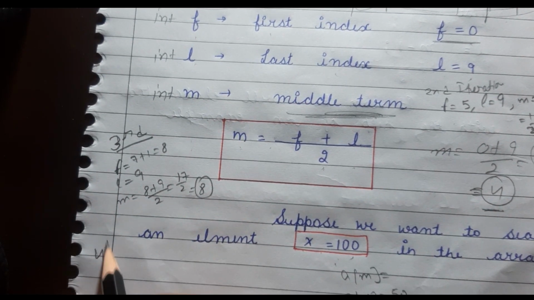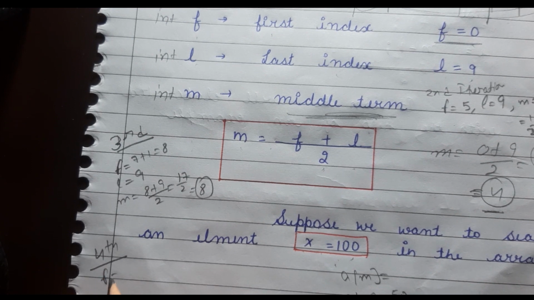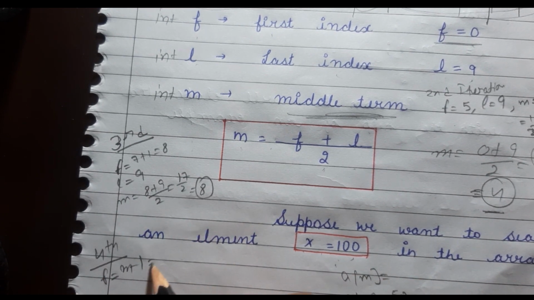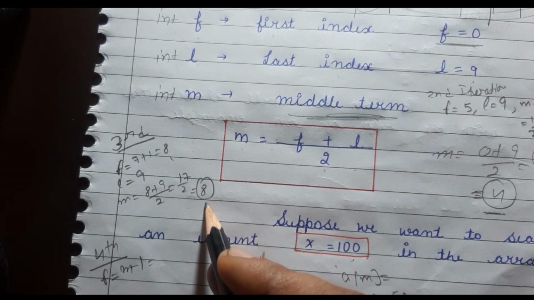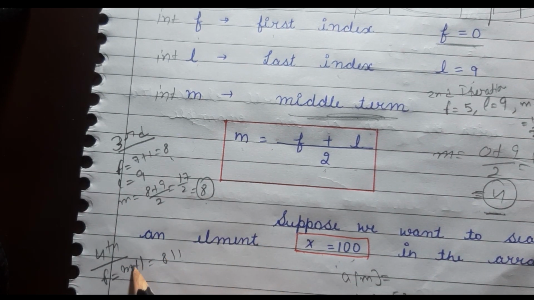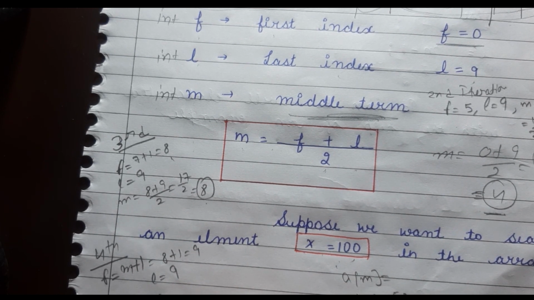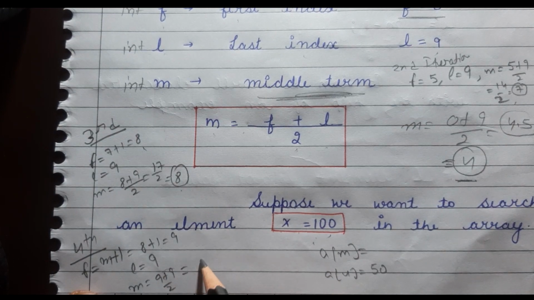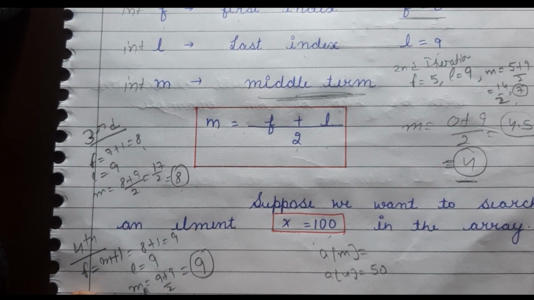In the fourth iteration, what is the value of f? Again f becomes m plus 1. What is the last value of m? The last value of m is 8, so 8 plus 1 is 9. L is not updated, so l is again 9. The middle element is 9 plus 9 divided by 2, which becomes 9.